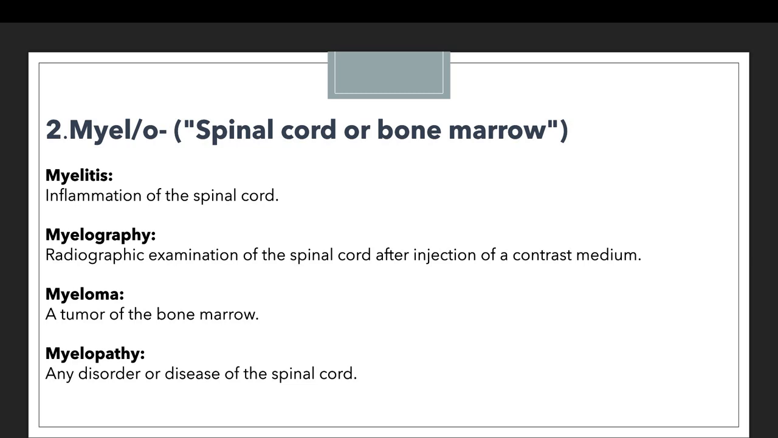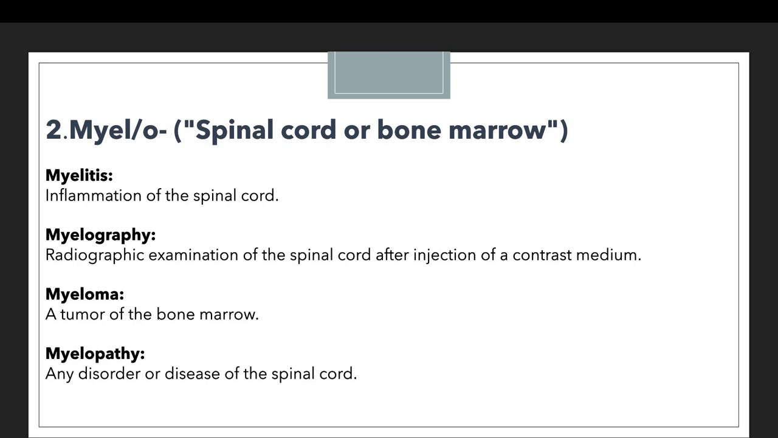Okay. Now if you look at the fourth example, which is myelopathy. Myelopathy means any disorder or disease of the spinal cord. So if there is anything wrong with the spinal cord, if a patient is suffering from any disorder or disease related to the spinal cord, then this thing we will denote with the help of myelopathy.